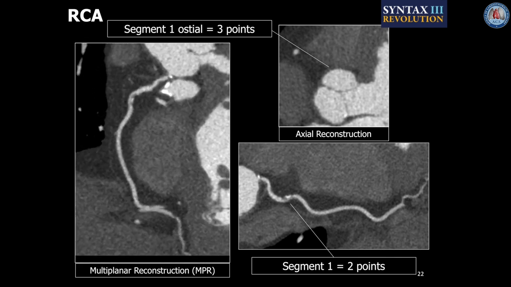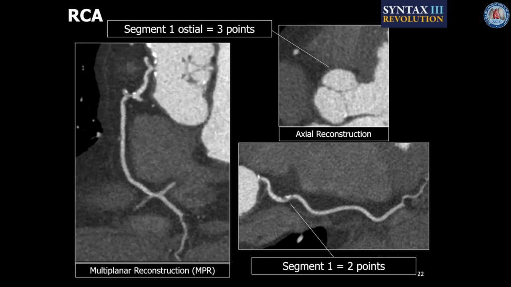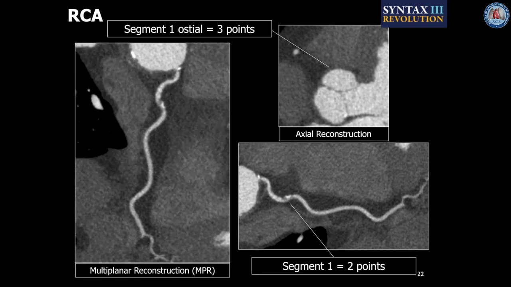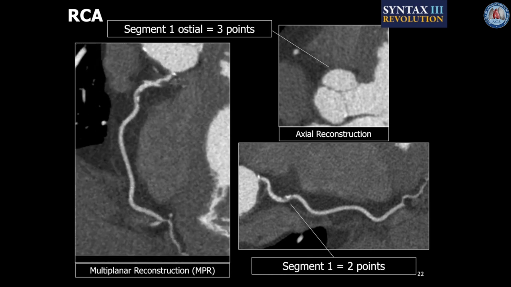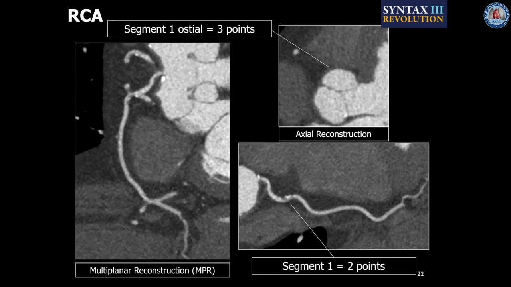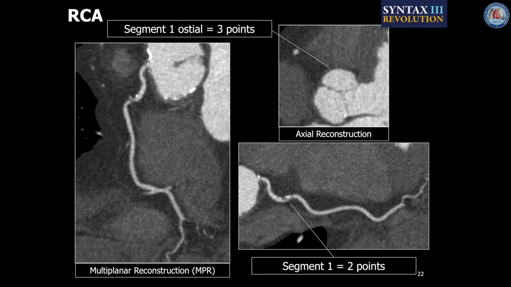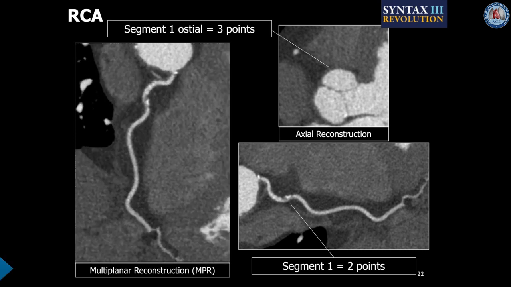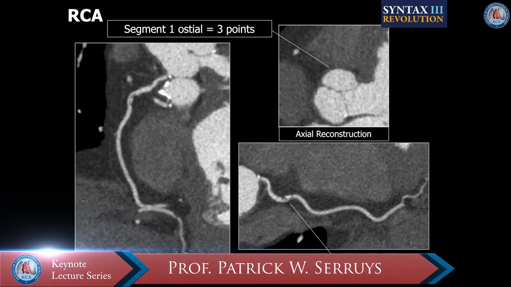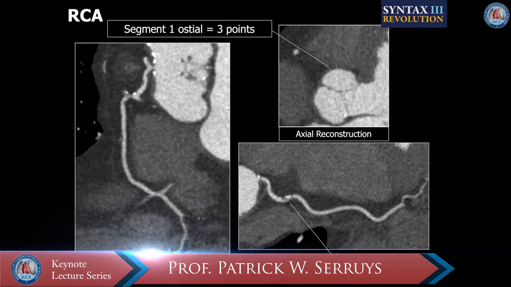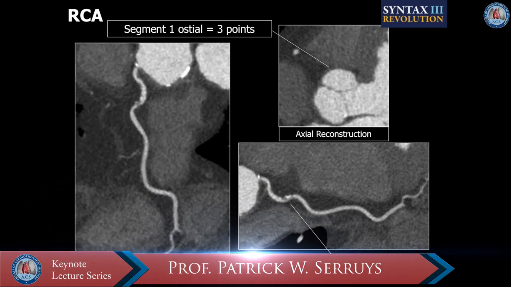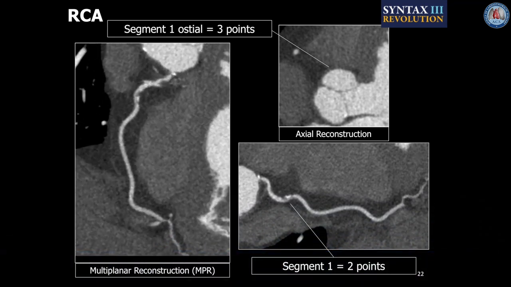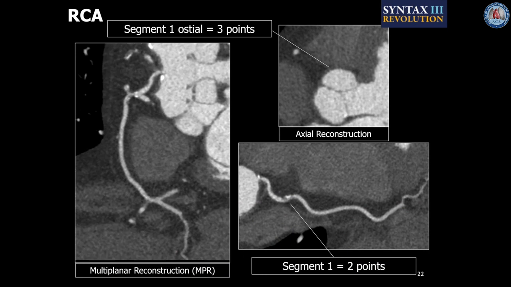This is the right coronary artery. You can appreciate the nodule of calcium at the ostium, and the lesion in the proximal part. If you look more distal, you can appreciate the bifurcation between the PD and the posterolateral branch. So we score basically 3 points for the ostium, like in the classical anatomical SYNTAX score, and 1 point for the proximal lesion in the right.